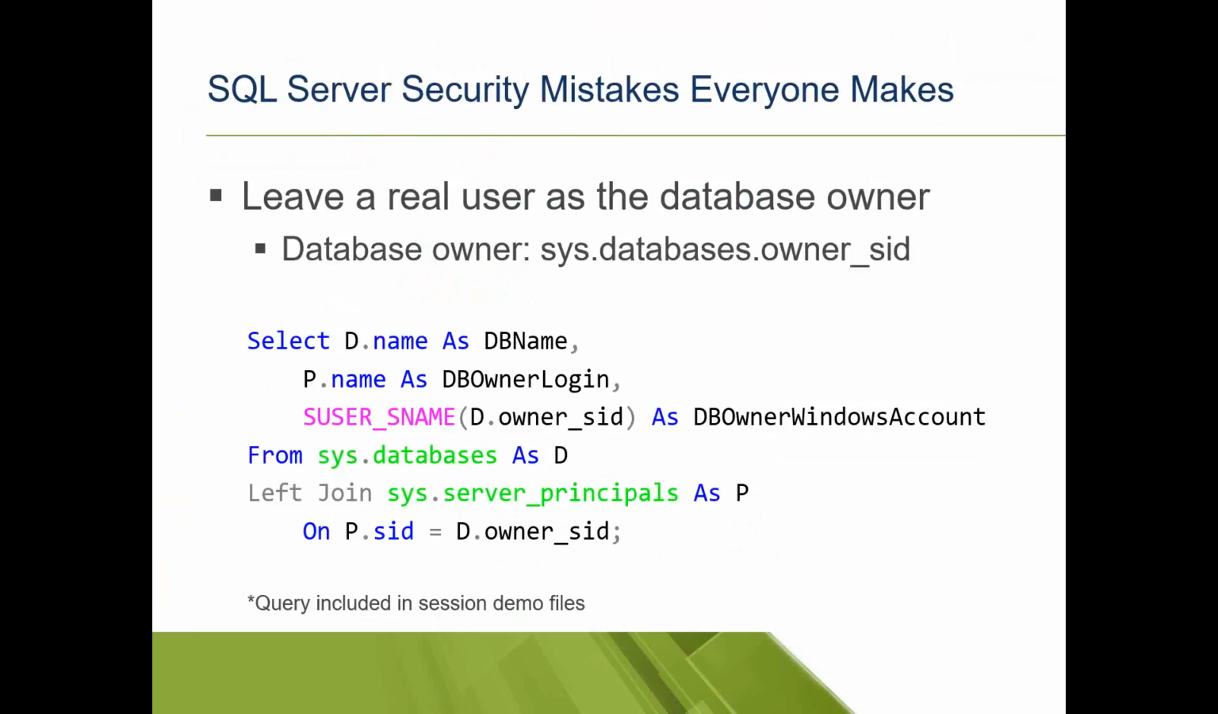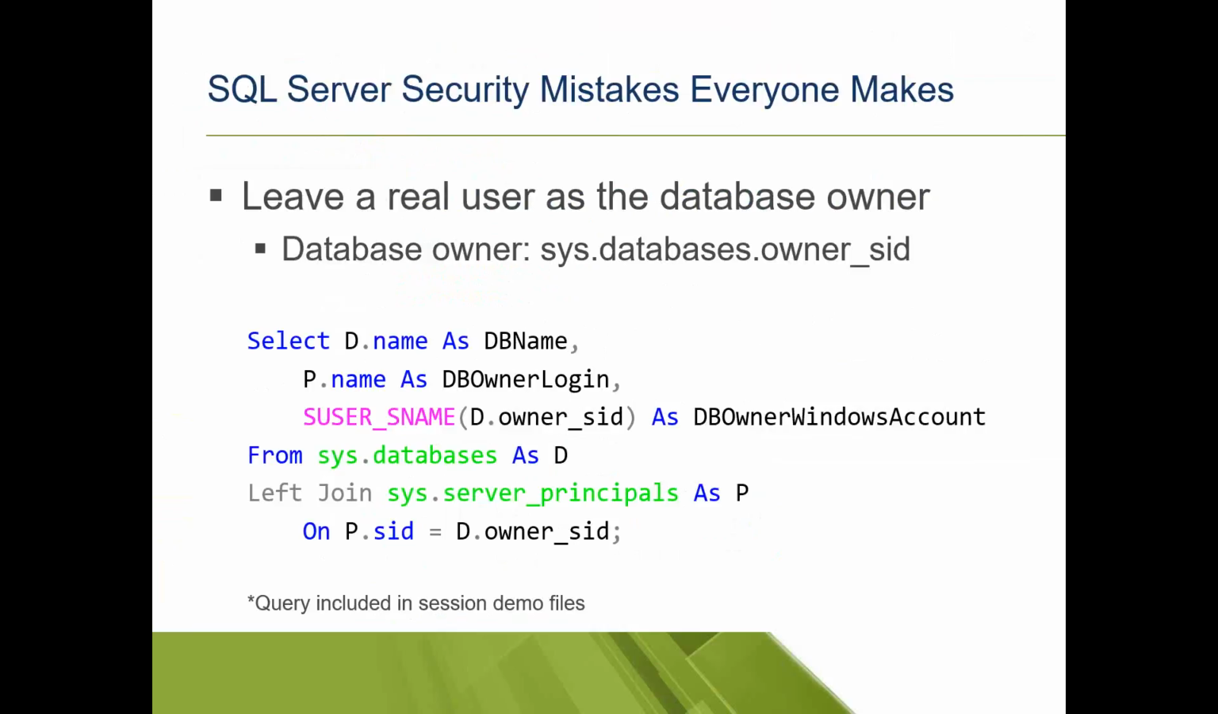So if the user exists in AD and is a specific login, then you'll see both the values for DB owner login and DB owner Windows account being returned as the same thing. If the person has their permissions through a group, DB owner login will be null, and it'll have a value returned as DB owner Windows account. If there is no login and the SID no longer exists in AD, then both of those columns will be null. And so when both of those columns are null, that's when you have an invalid owner of a database.